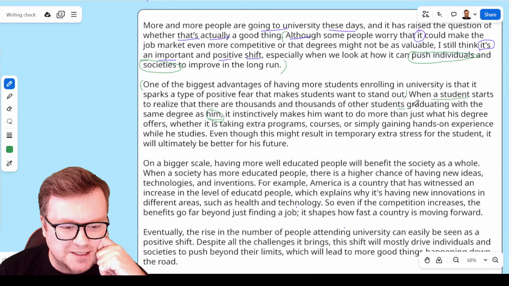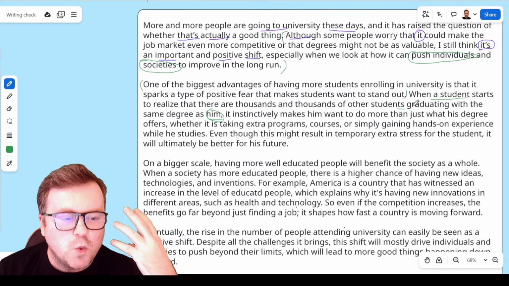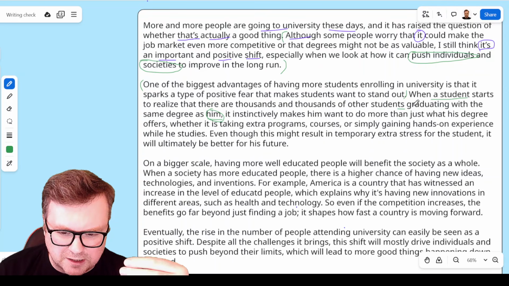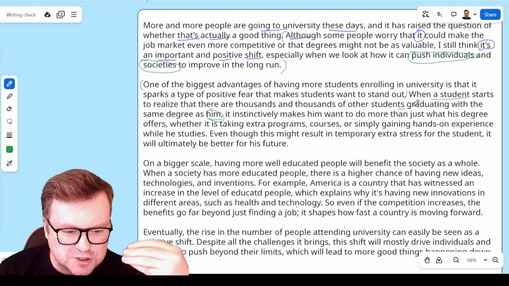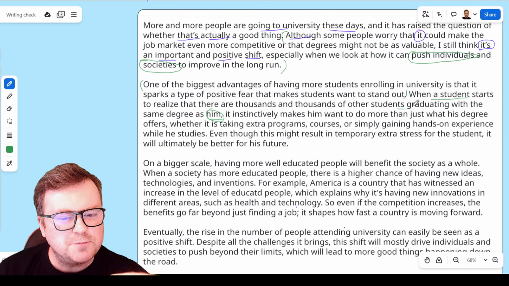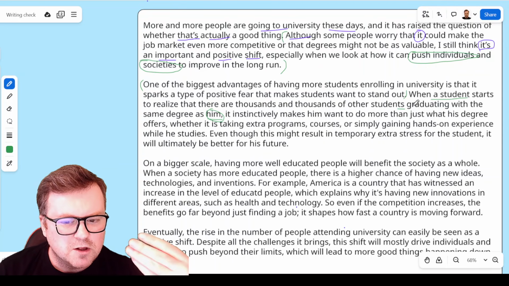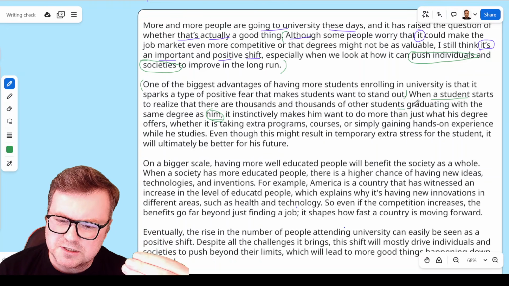I have to reread this again because immediately it's not clear because the idea is complex. When a student starts to realize that there are thousands and thousands of other students graduating with the same degree as them, we're talking about people who go to university. So those should be the focus. Why would these people have degrees?